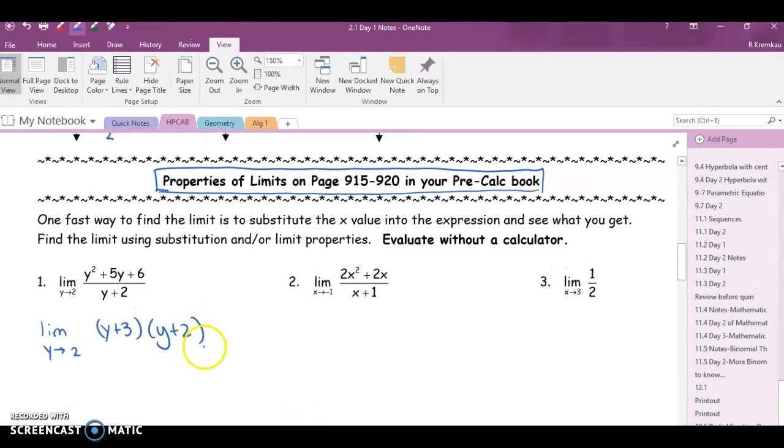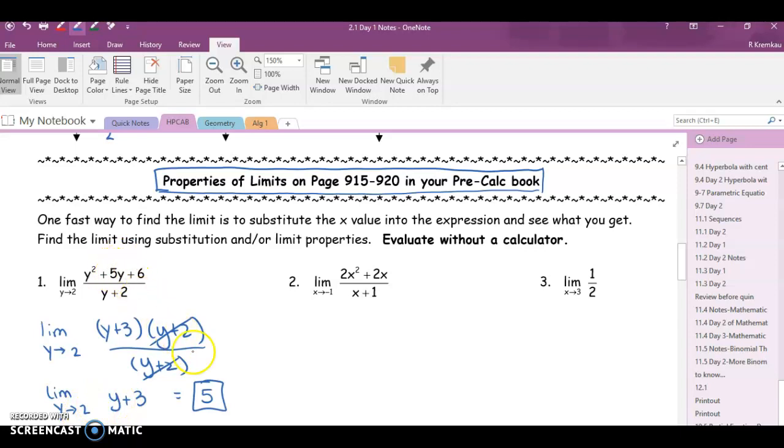All right, and in the bottom, we have y plus 2. And these are going to cancel, giving you the limit as y approaches 2 of y plus 3. And then you can just plug the value in. If you plug in 2 into y, you'll get 2 plus 3, so you would end up with 5. You can just plug the value in, because if you plug in 2, you're going to get 5.